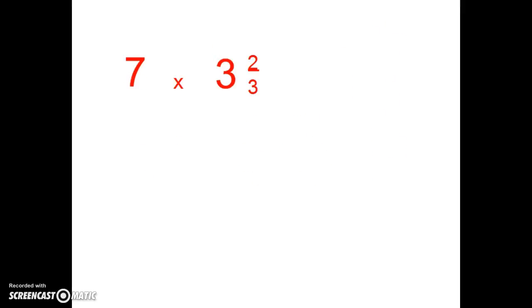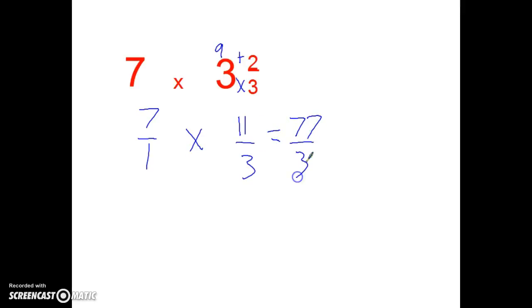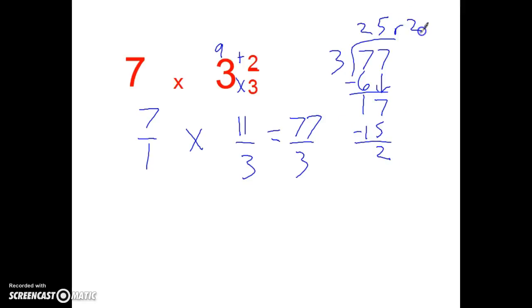Let's try another one. 7 is just going to be 7 over 1. This one's going to have, my denominator is going to stay 3. 3 times 3 is 9, plus 2 is 11. I'm multiplying. 7 times 11 is 77. 1 times 3 is 3, and I need to divide this one out. 3 goes into 7 2 times, which is 6. Subtract, I get 1. Bring down my 7. 3 goes into 17 5 times. Subtract, I get a remainder of 2. So 77 thirds equals 25 and 2 thirds.